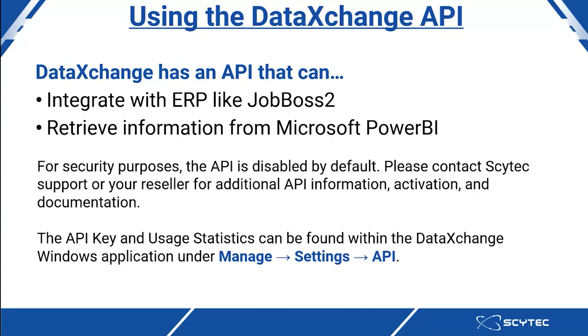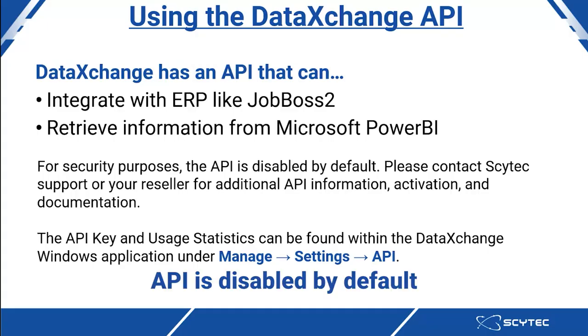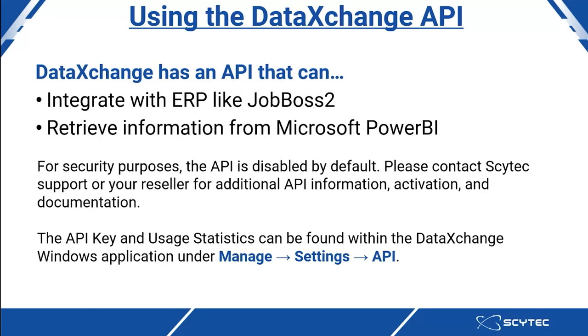For security purposes, the API is disabled by default. Please contact Scytec support or your DataXchange reseller for additional API information, activation, and documentation. The API key and usage statistics can be found within the DataXchange Windows desktop configuration application under the Manage Settings and API tabs.